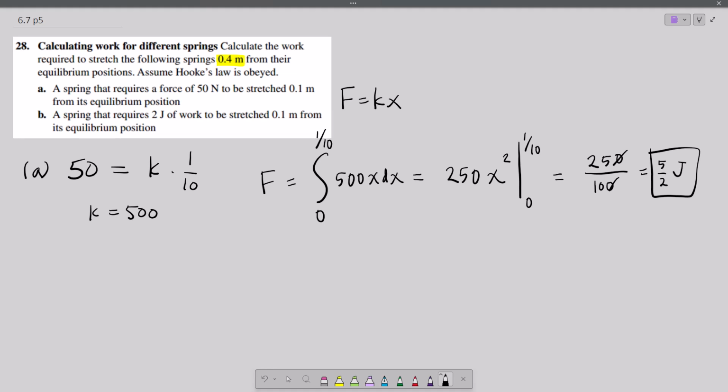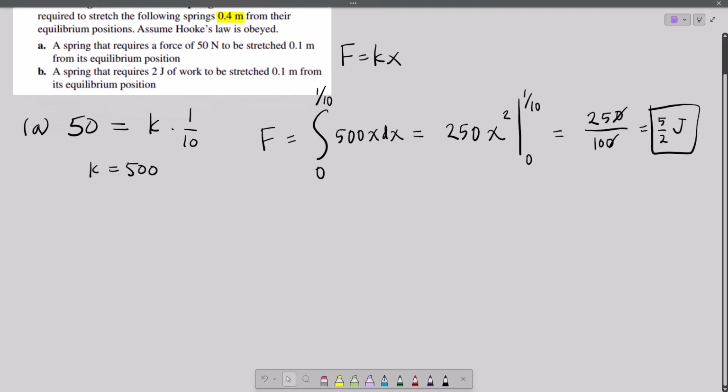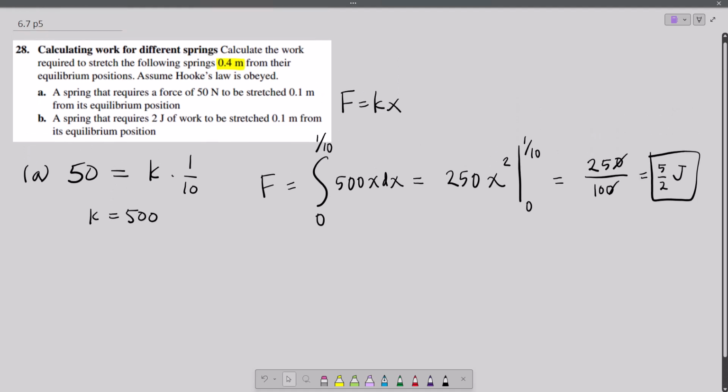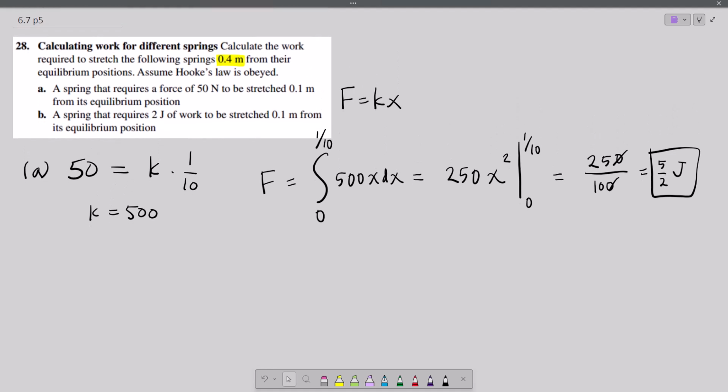Now the second one. They wanted us to go to 4.4 meters. Oh, what did I go to? Oh, so 0.4 from their equilibrium. Where did I get one? Oh, I looked at it. Typo. 1/10, not 1/10. What should that value be up there? 2/5. 4/10 or 2/5. So that should be a 2/5 up there.